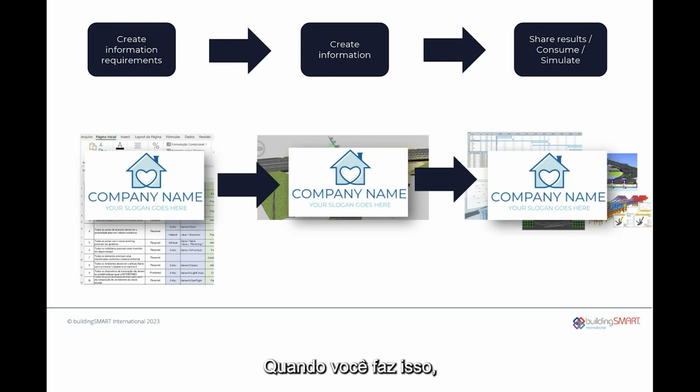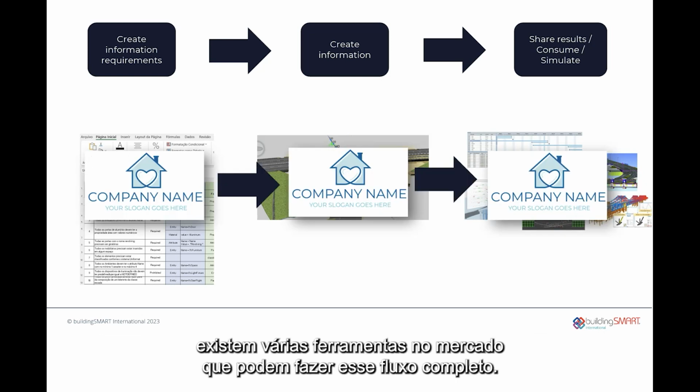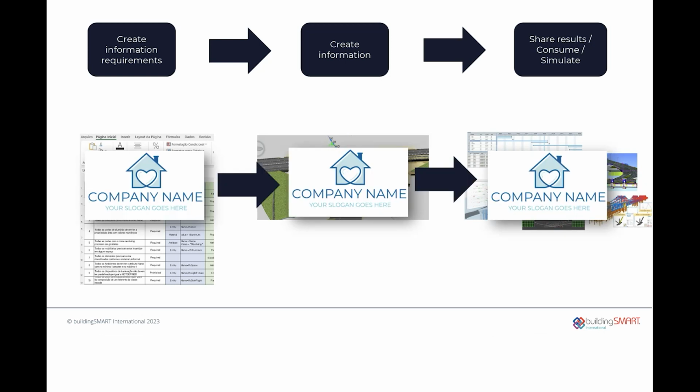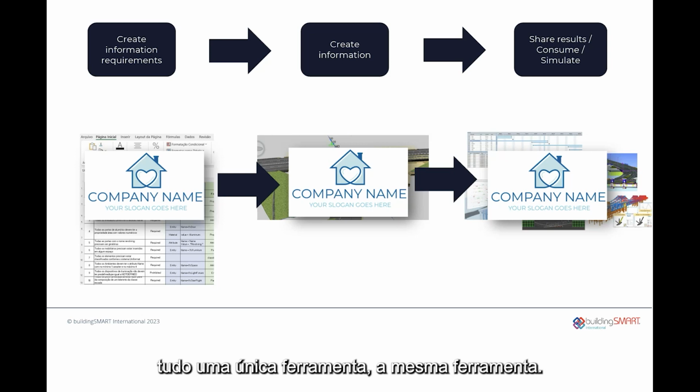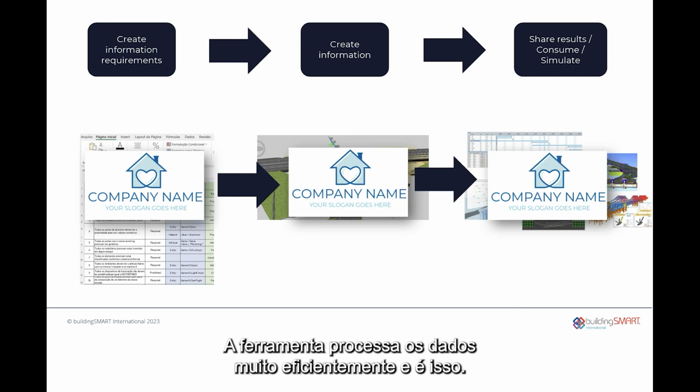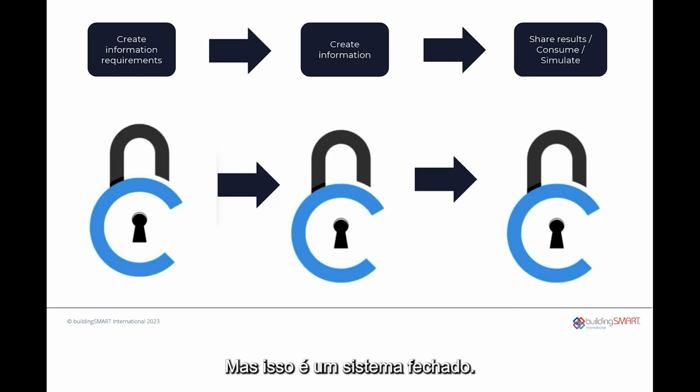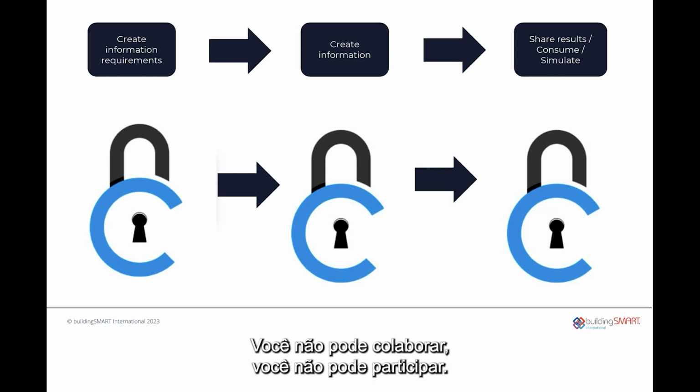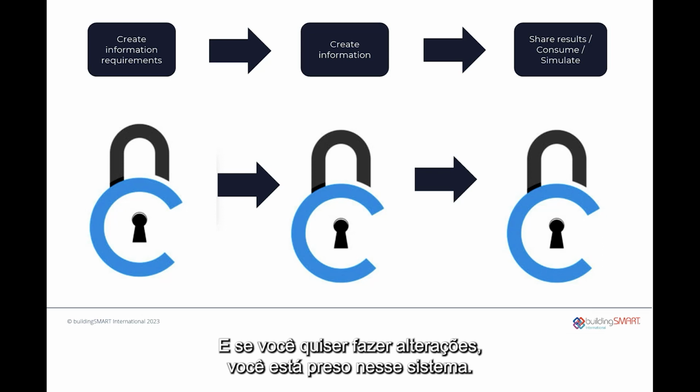When you do this, there's a lot of tools out there that can do this full flow. Just come up with the information requirements, model the data, and run a simulation. All in one software tool. Same tool, you don't need anything else. It runs very effectively the data, and that's it. But this is a locked system. It only runs within that system. You can't communicate with anyone else. You cannot collaborate, you can't participate, and if you want to do changes, you're stuck to that system.